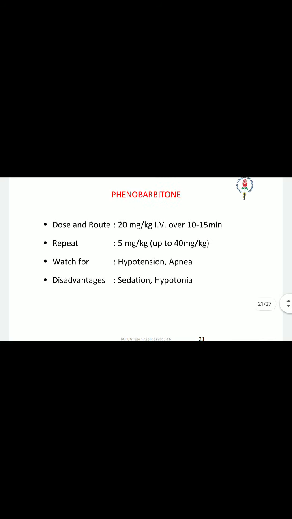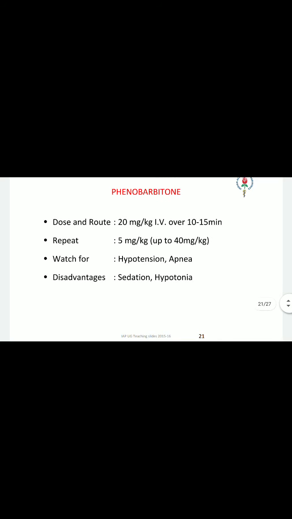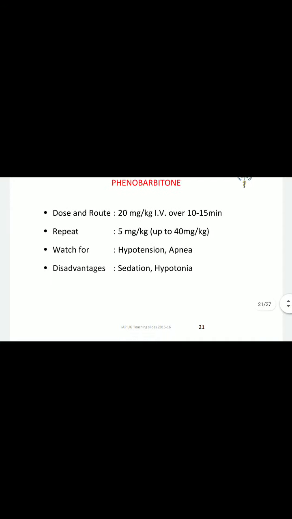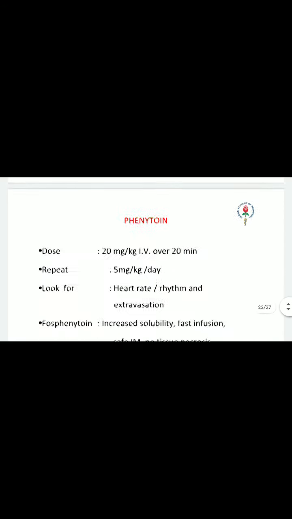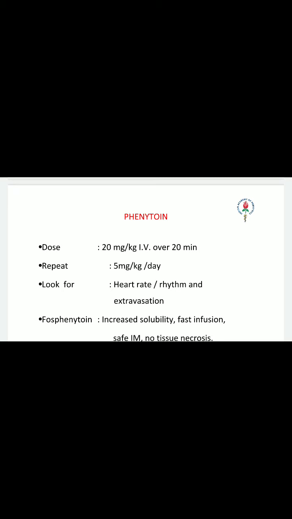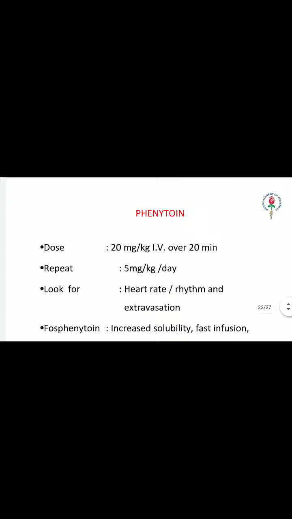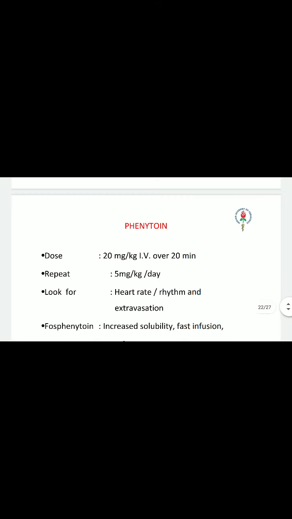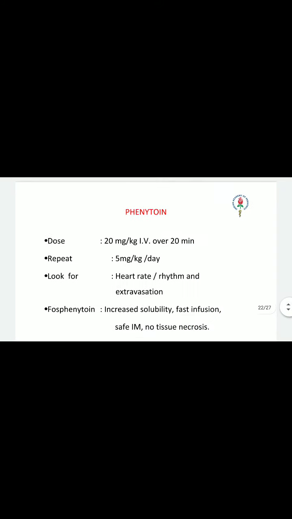The dose of phenobarbital we have already discussed. The only thing is hypotension and apnea are to be looked for. The disadvantage is sedation and hypotonia. Phenytoin, that is also 20 mg per kg IV over 20 minutes. Repeat 5 mg per kg one more time. Then look for heart rate, rhythm and extravasation.